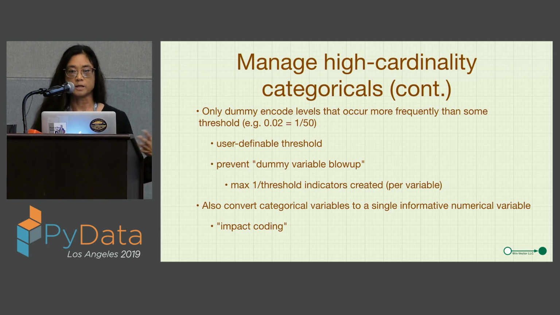So this prevents the number of dummy variables from blowing up. Now, if you've got 3,000 zip codes in California and you've got 50 dummy variables, there's still a lot of zip codes you haven't encoded, which are probably in the data. So in addition, vtreat also converts categorical variables to a single informative numerical variable that takes into account all of the observed levels. And this encoding is called impact coding.